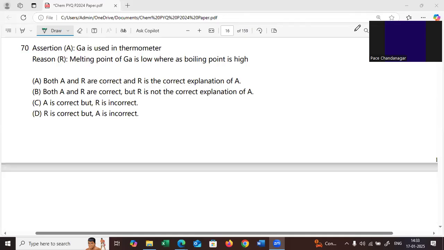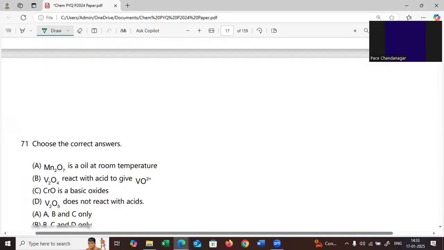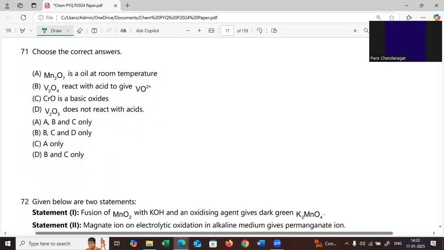So gallium is used in thermometer is given to you. Question number 70. Yes, gallium is used in thermometer. Why? Reason: melting point of gallium is low, whereas boiling point is high. Yes, so both A and R are correct, and R is the correct explanation for A. Definitely option A it is. Why? Because it has a very low melting point, so it is very sensitive to temperatures. It can measure the temperature well, but the boiling point is very high, so it is safe to use.